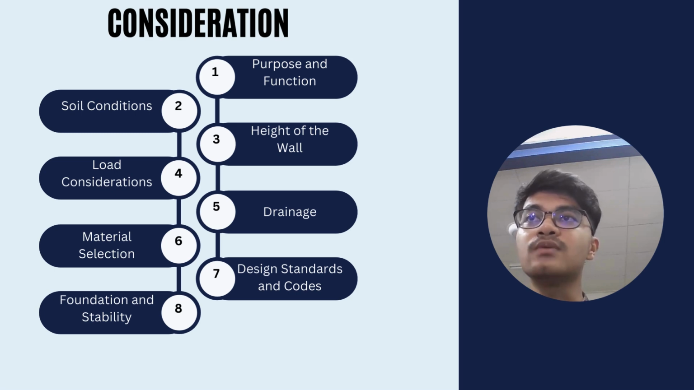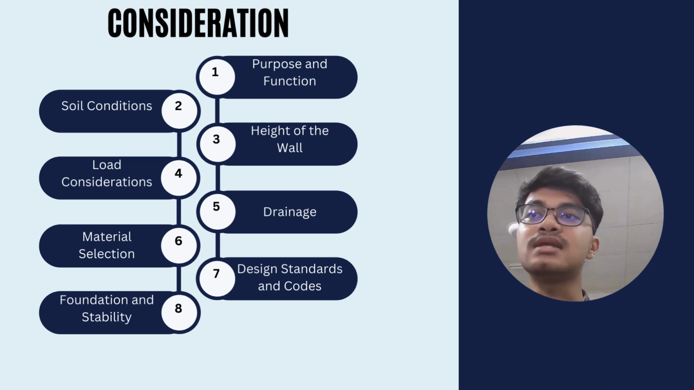Third is the height of the wall. The height dictates the engineering design and material requirements. The fourth is load consideration. We need to calculate total loads, including soil weight, surcharge loads such as vehicles, and dynamic loads. Five, we need to consider drainage, because proper drainage reduces hydrostatic pressure behind the wall and can prevent the retaining wall from collapse or failure.